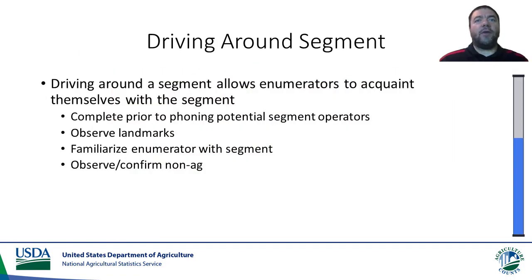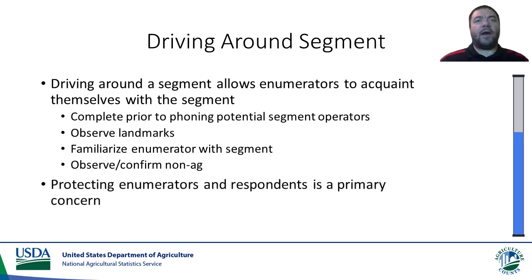During pre-screening, enumerators are allowed and encouraged to drive around their segments to observe the segment before reaching out to potential operators. The goal of this visit should be to observe landmarks, familiarize oneself with the segment, its boundaries, and its contents, and observe or confirm the presence of agriculture in different parts of the segment. Knowledge of the segment gained from driving around it can help during conversations with people operating or living in the segment. Keep in mind, however, that the guidelines for enumeration during pre-screening were designed to protect the health and safety of both enumerators and respondents.